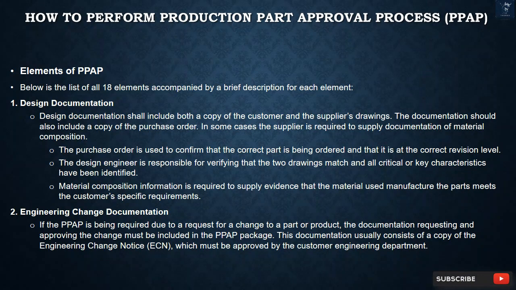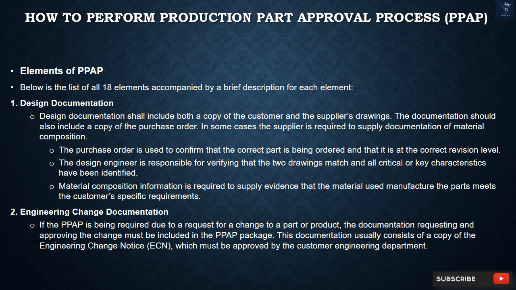The purchase order is used to confirm that the correct part is being ordered and that it is at the correct revision level. The design engineer is responsible for verifying that the two drawings match and all critical or key characteristics have been identified. Material composition information is required to supply evidence that the material used to manufacture the parts meets the customer's specific requirements.